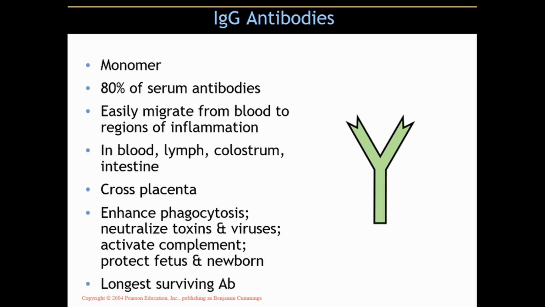We find it in blood and lymph, in colostrum, and in intestines as well, within the Peyer's patches, for example. They're able to cross the placenta, so IgG antibodies can be transferred from mother to fetus via the placenta, which is helpful, obviously, for the developing baby. They enhance phagocytosis through opsonization, which we'll talk about later in this segment. They neutralize toxins and viruses. They activate complement. And because of this transplacental transfer, they're able to protect the fetus and the newborn. And they're the longest surviving antibody. Out of the 5 different classes of antibodies, IgG are the longest surviving ones.